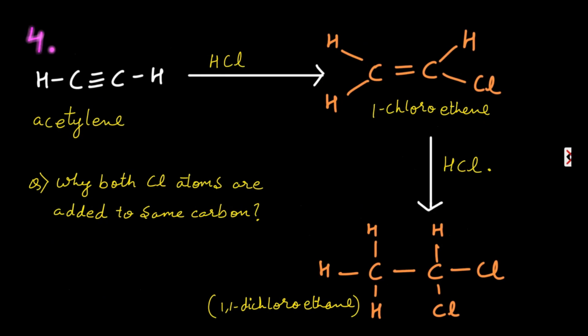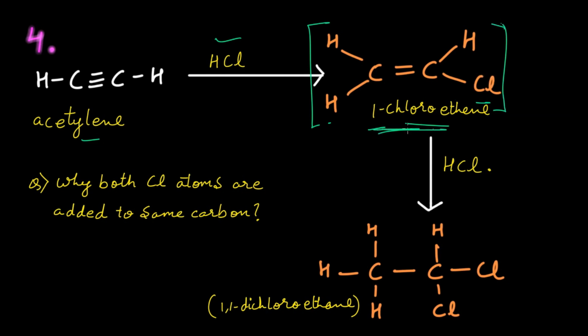The fourth one is when acetylene is treated with HCl, the first product you are going to get is chloroethene. Simple. Hydrogen will occupy one carbon, chlorine will get attached to the second carbon. But as soon as the first step is over, the molecule which you have now in your hand is an unsymmetrical alkene. Why? Because on one side you have two hydrogen, on the other side you have one hydrogen and one chlorine.